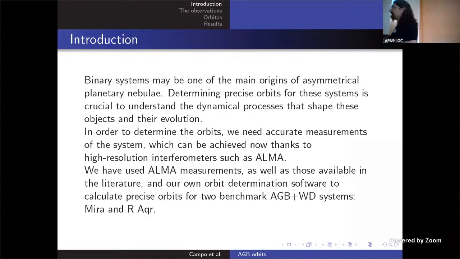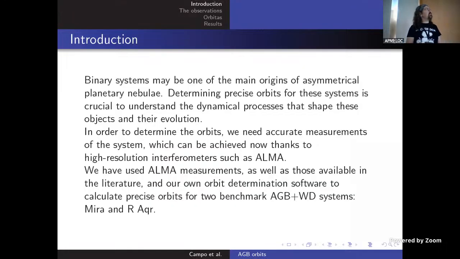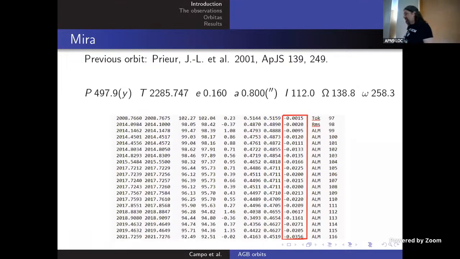And for these orbits, we have used ALMA observations, among others in the literature, to calculate the orbits using our own software of orbit determination. So why did we calculate these stars? Well, in the first place, because we have the observations, and in the second place, because the existing orbits for these systems are not working very well with these last observations.